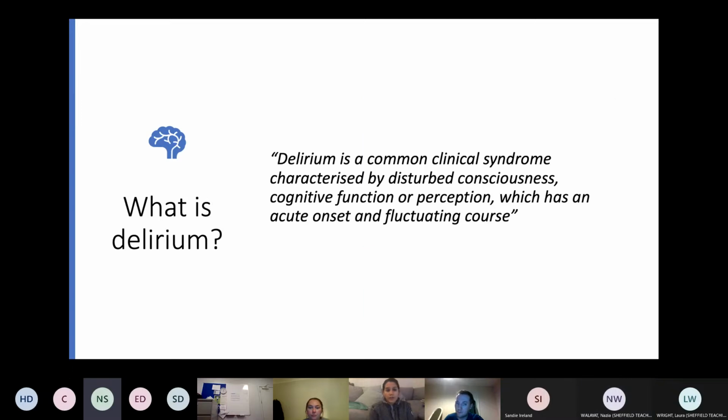So firstly, what is delirium? It's a common clinical syndrome characterized by disturbed consciousness, cognitive function or perception, and the main part of it is that it has an acute onset with a fluctuating course.